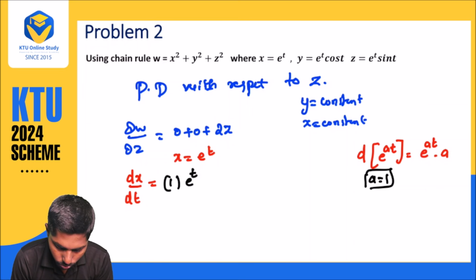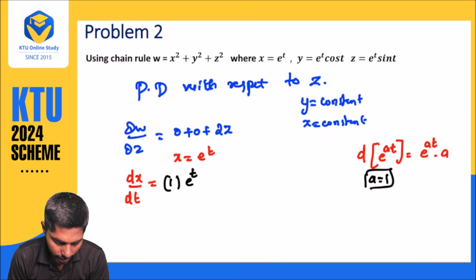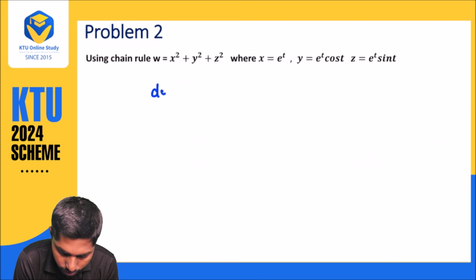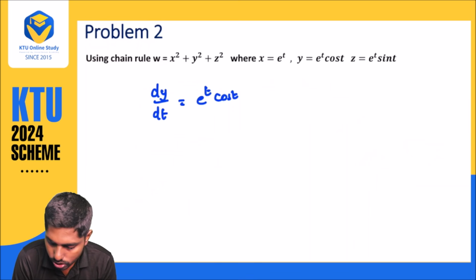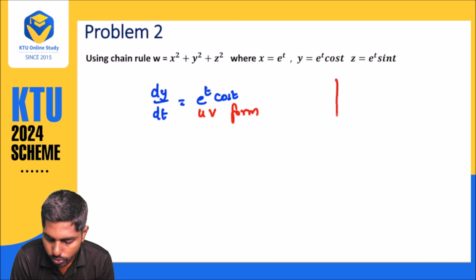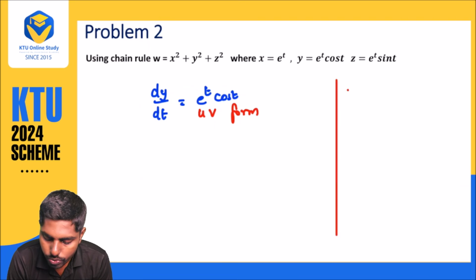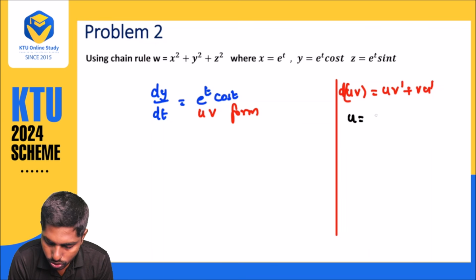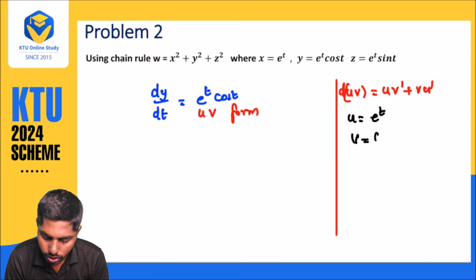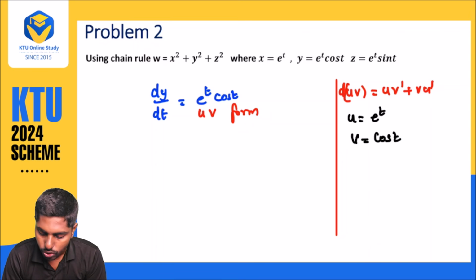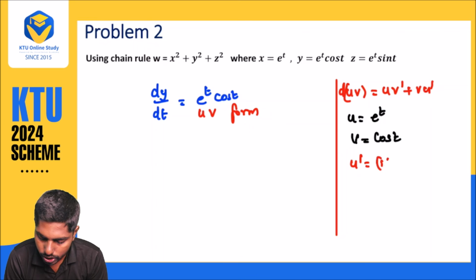Similarly, we also want to identify dy/dt, which is e^t cos t. This is nothing but the uv form. The formula for differentiation of uv is uv' + vu'. Here u = e^t and v = cos t. What is u'? u' is 1 times e^t, as we just learned that d of e^(at) is a times e^(at), and here a = 1.